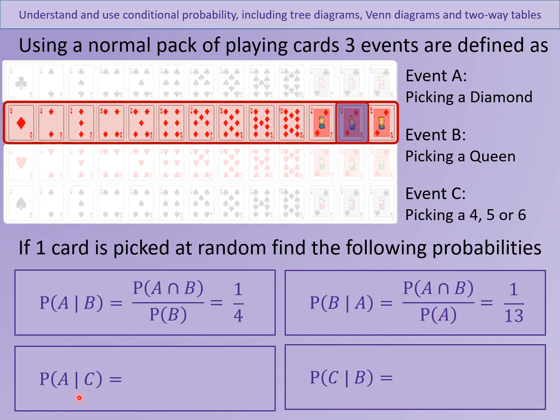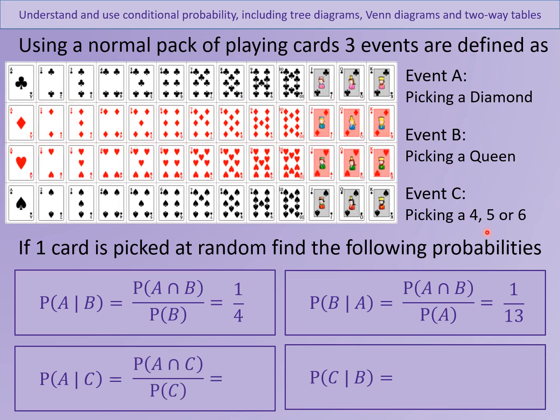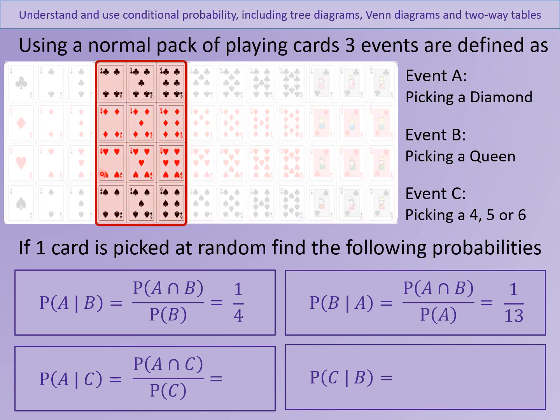Okay, what about this one? Probability of A given C. So probability of getting a diamond given that I've picked a 4, 5 or 6. So there's me picking my 4, 5 and 6. That's my condition. I know I've got a 4, 5 or 6 in front of me. What's the probability it's going to be a diamond? 3 out of those possible 12 results. And I can write it as 3 out of 12 or 1 out of 4. It's up to you. Okay, last one.